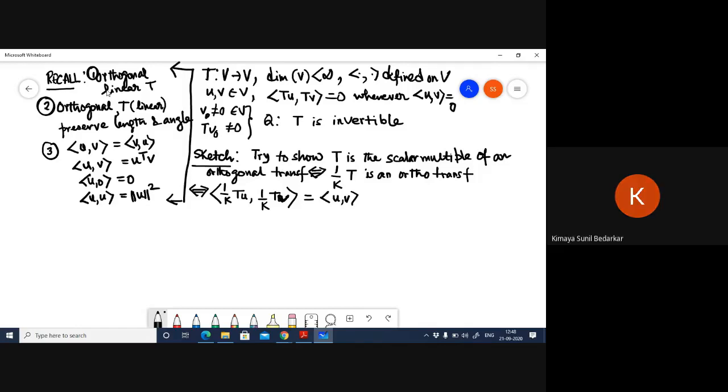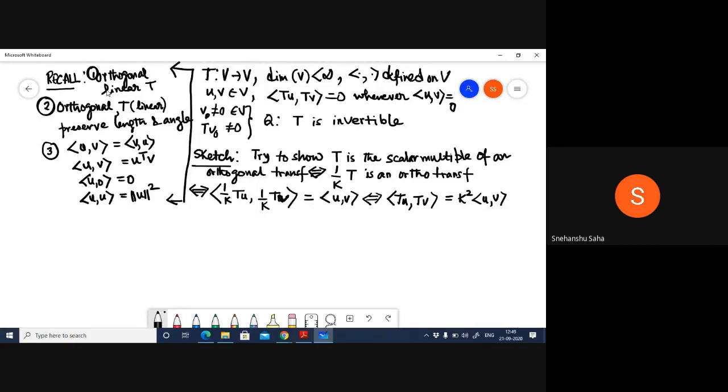So back to this. In order to show that T is a scalar multiple of an orthogonal transformation, I have to be able to show that this holds, right? I can further simplify this because k is a scalar, so I can pull these out and nothing changes. If you pull 1 over k out, it becomes 1 over k squared, and then you can pull this to the other side, and this is what you get. This has to make sense, right?